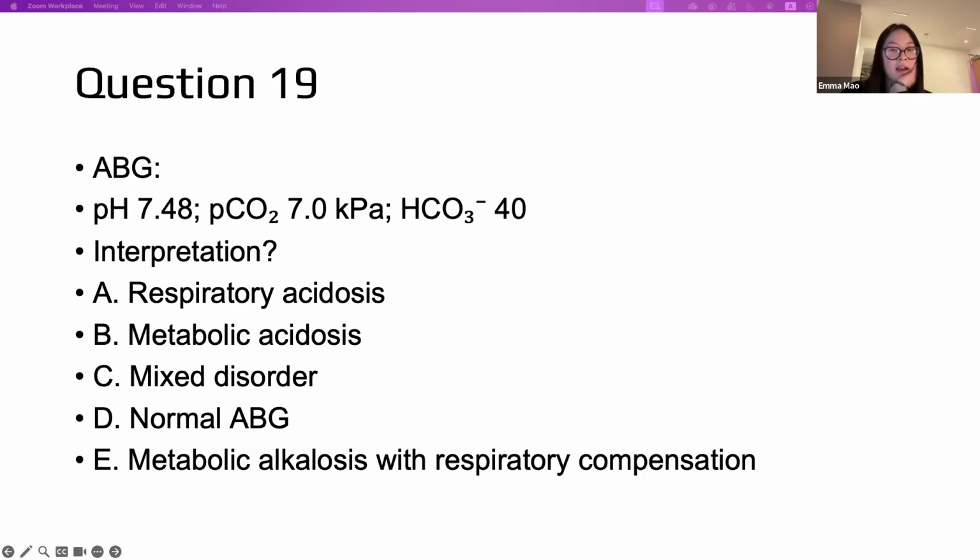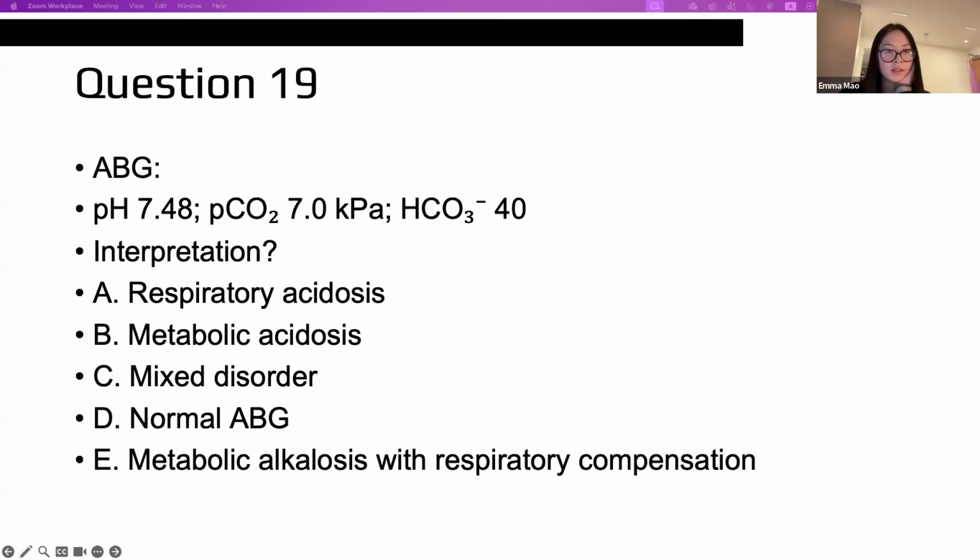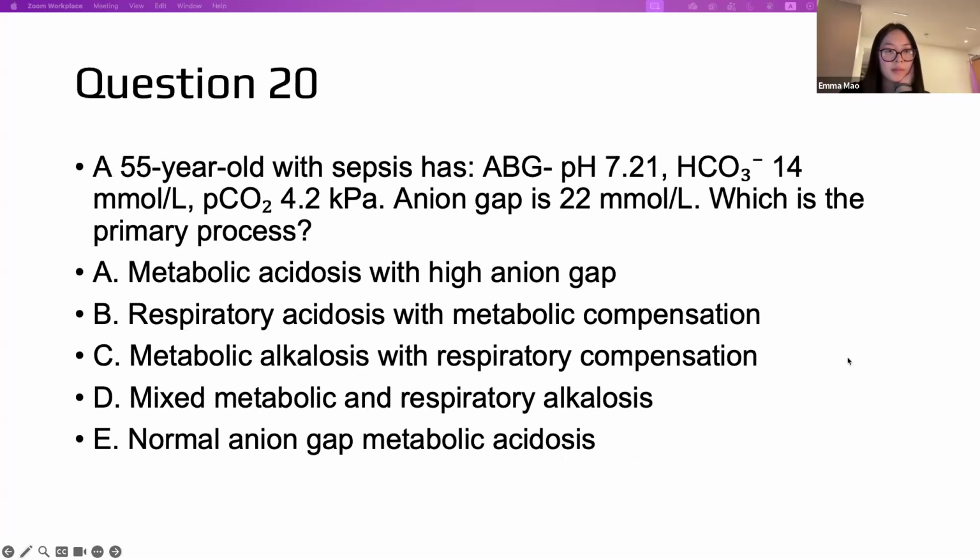So we have a high bicarbonate, suggesting that the primary cause is metabolic alkalosis. And then we also have a slightly high carbon dioxide as well, suggesting a bit of hypoventilation to compensate. Okay, yeah. So next question.